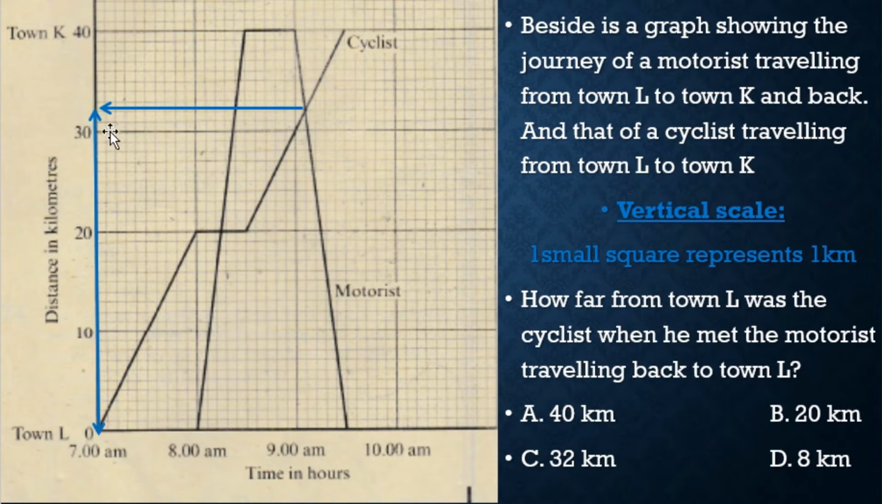The blue line shows how far he is from town L. So from where they have met, we draw a horizontal line to show us the distance, and then we have discovered this is 32, and then town L is down here. So the cyclist is 32 kilometers away from town L. So that is how we approach that.